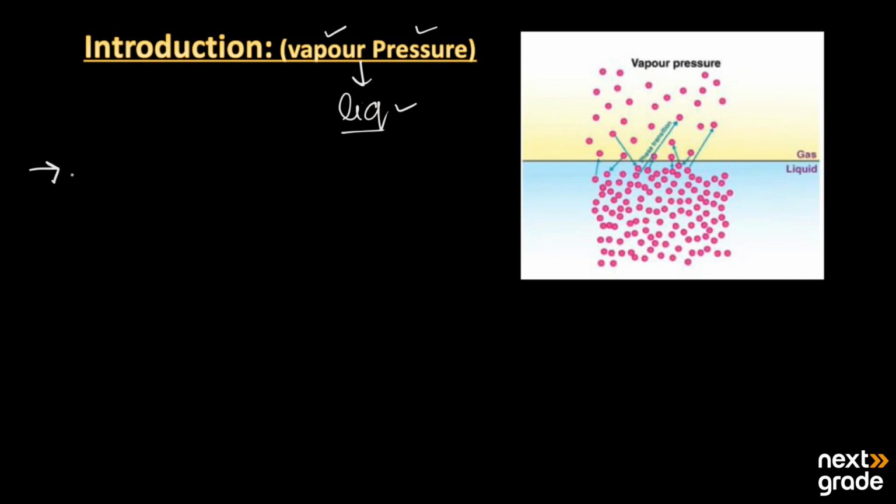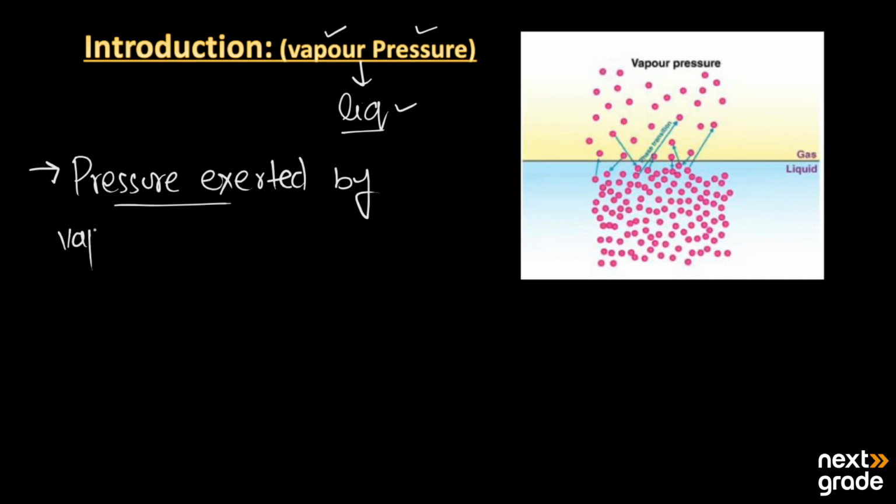Basically, the pressure exerted by the vapors of a liquid in equilibrium state, that pressure is known as the vapor pressure.